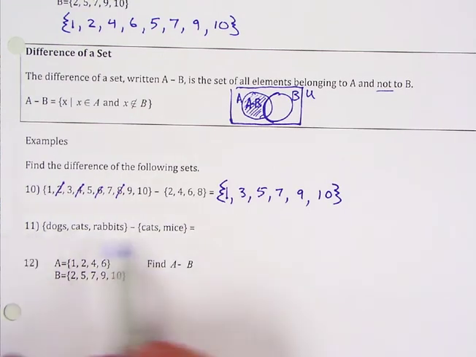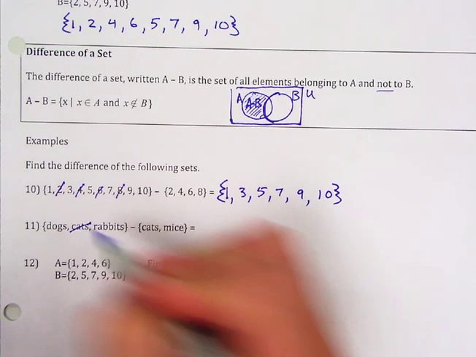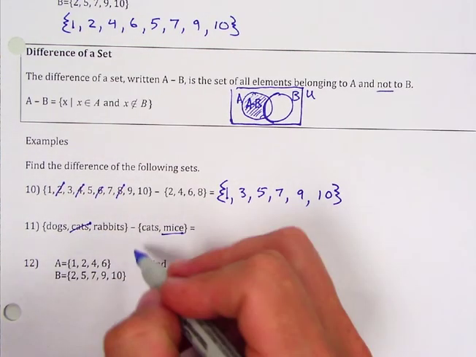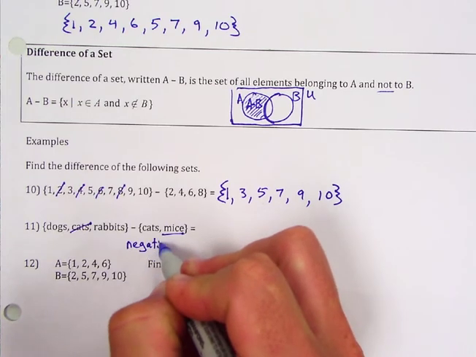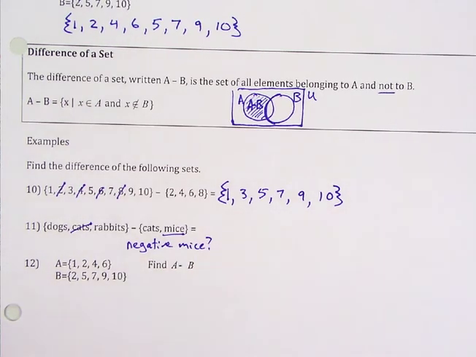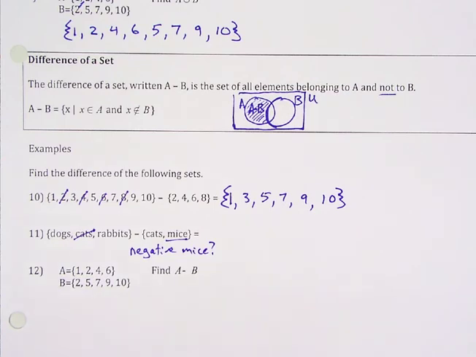Now if we move on to question 11, we have dogs, cats, and rabbits minus cats and mice. Okay, so we're subtracting cats out of here, but what do we do with the mice? Do we get negative mice? Well, the answer is no. When we're dealing with set theory, we're not using our normal number rules in thinking about these. We have to think about sets as a set of elements. And so if that element didn't exist in the first place, subtracting it is not going to do anything. So thinking about this, we're going to be left with dogs and rabbits.